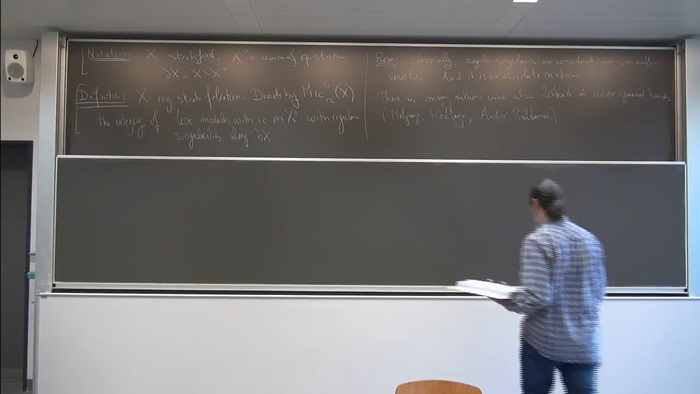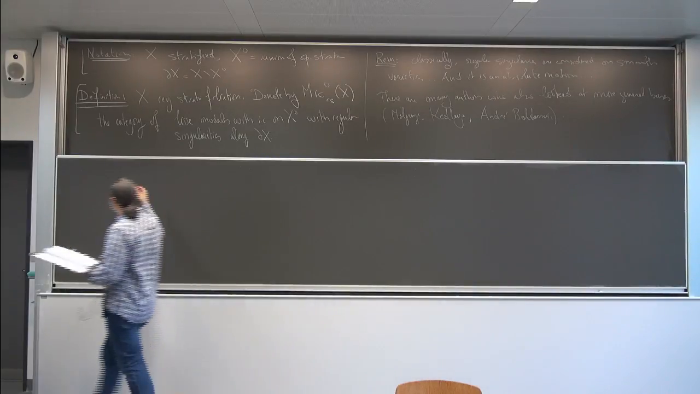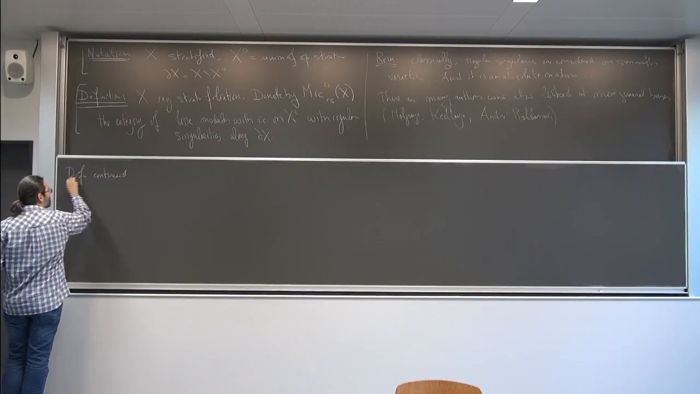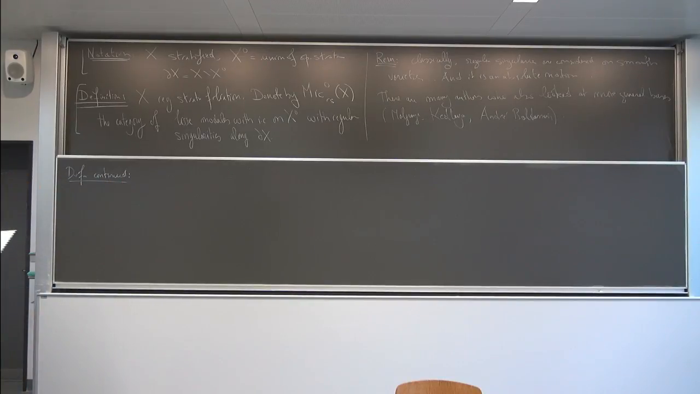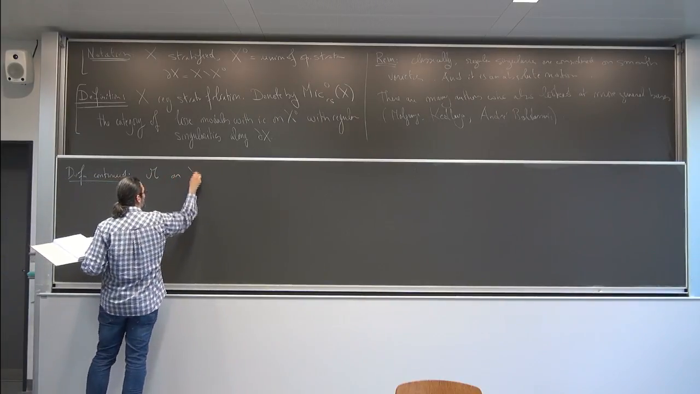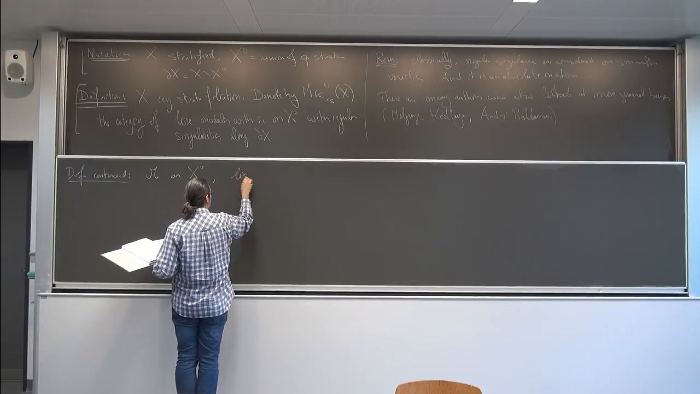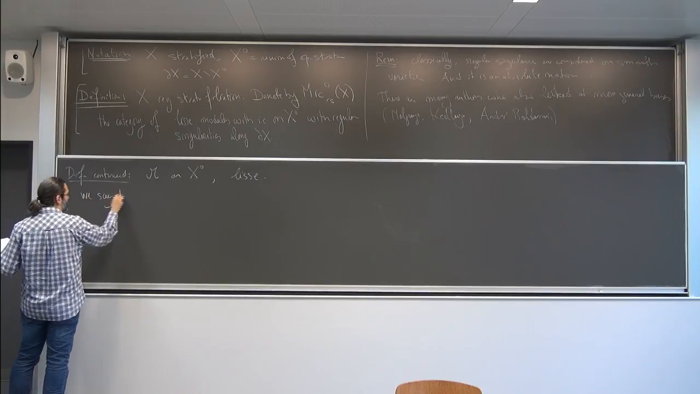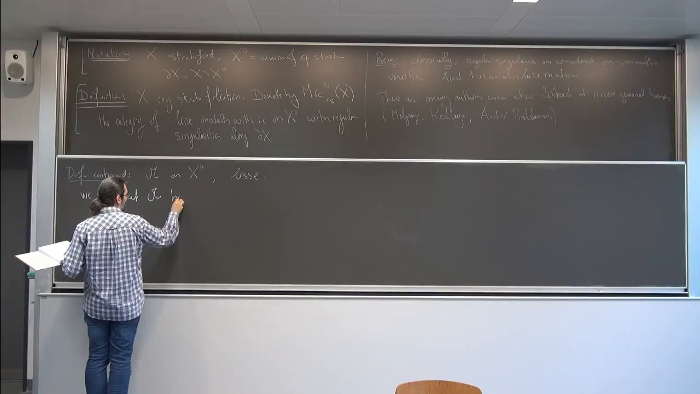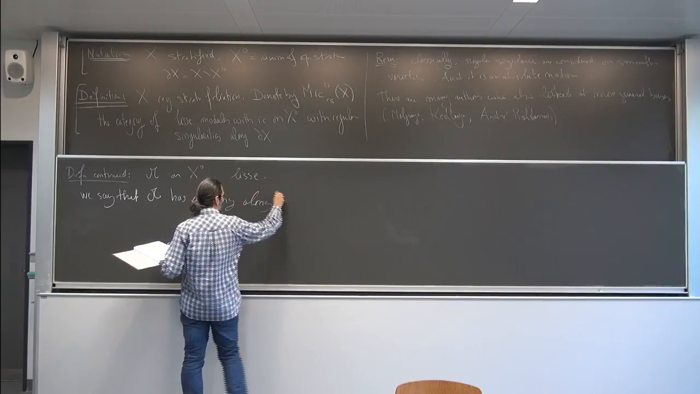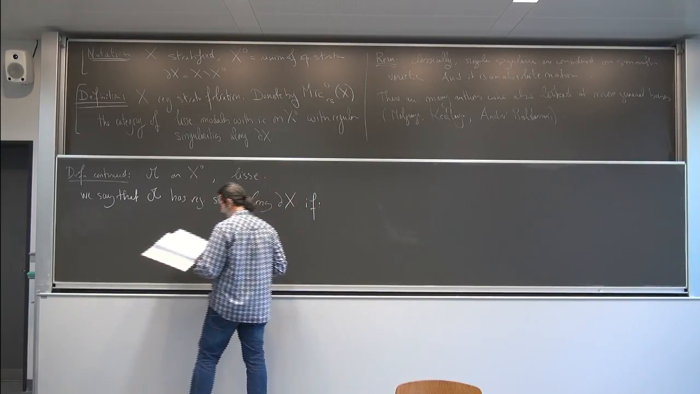Okay, so here's the definition continued. So we say that, let's take M on X0, assumed to be, as I said, this means that it is as an O_X0-module locally free of finite rank. So we say that M has regular singularities along the boundary if the following holds.